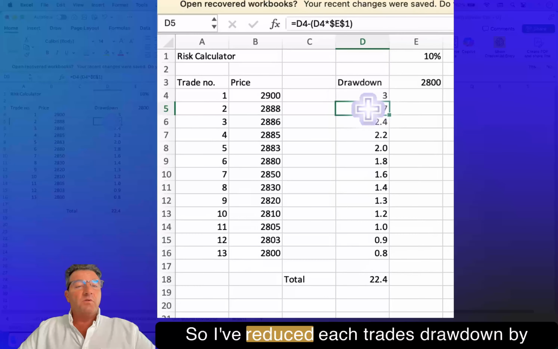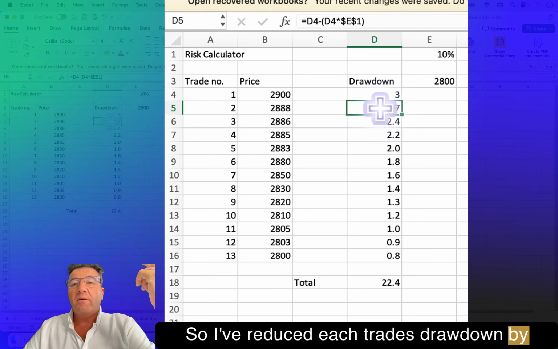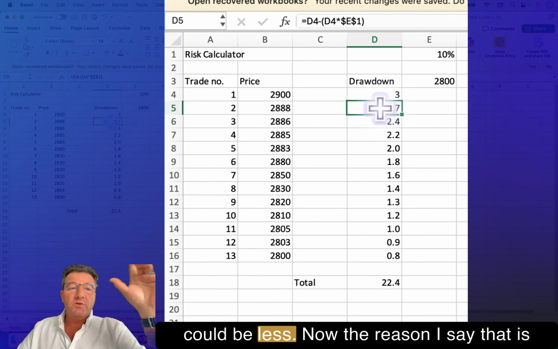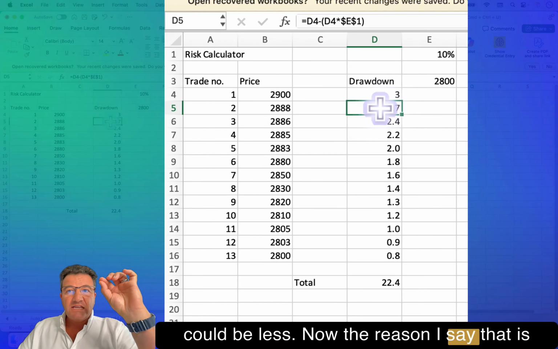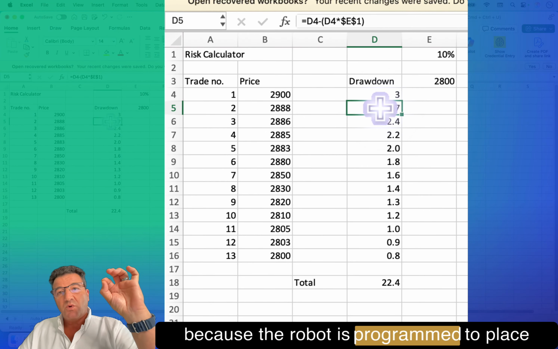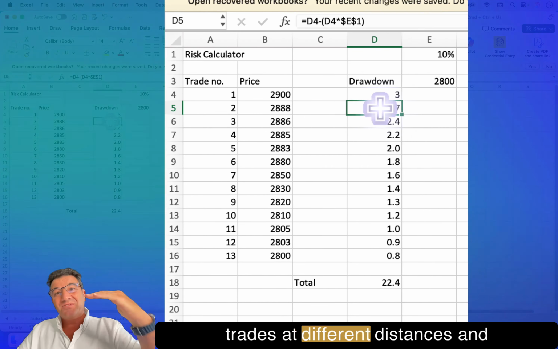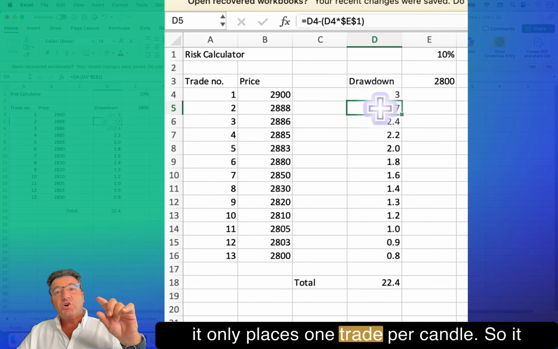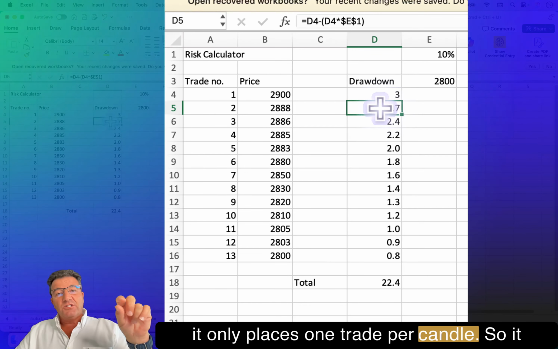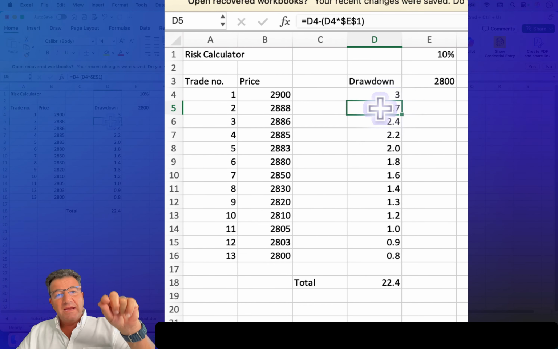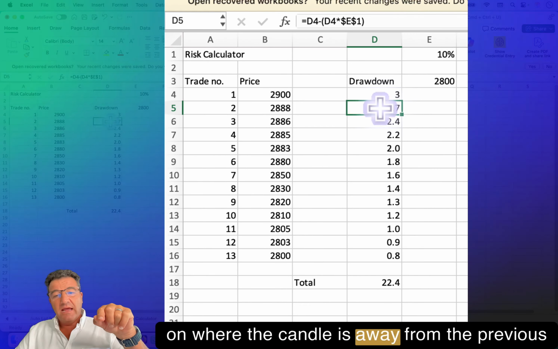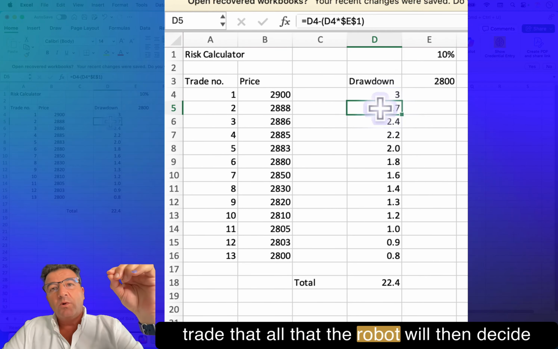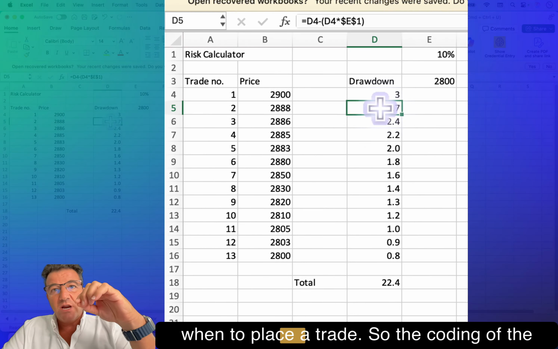So I've reduced each trade's drawdown by approximately 10%. It could be more, it could be less. Now, the reason I say that is because the robot is programmed to place trades at different distances, and it only places one trade per candle. So it depends on where the candle is and away from the previous trade that the robot will then decide when to place a trade.